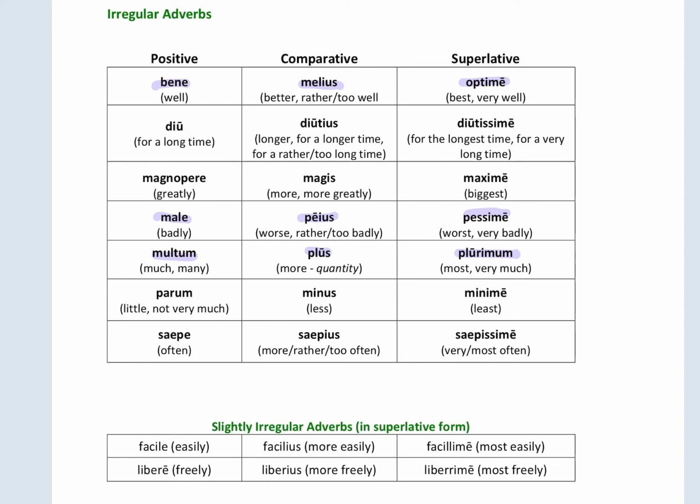There's also a few slightly irregular adverbs that are only irregular in their superlative form: facillime and liberrime, most easily and most freely. So just know that those exist and that there is a resource for you should you run into them. Now it's all about the practice.